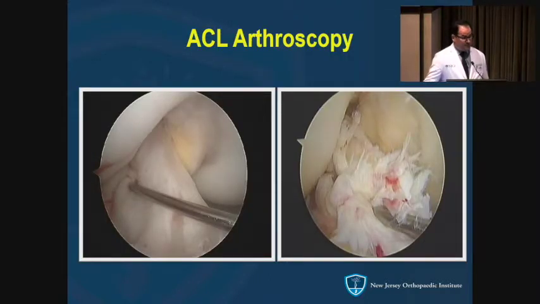So what you see on the left here, the probe is just hooking around a normal ACL. The yellow you see behind here is just some of the synovial covering on the posterior cruciate ligament right behind it. And this is a pretty bad ACL tear where you see the ligament is just pretty shredded.